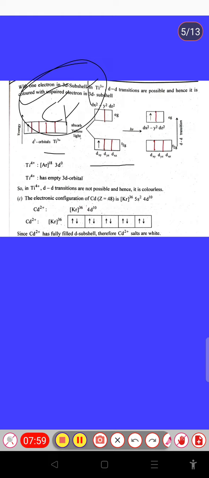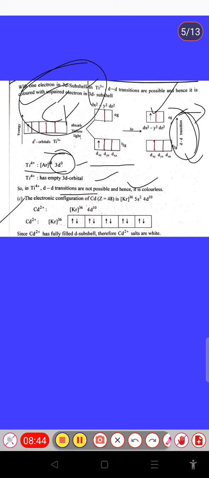The orbitals divide into two sets: the upper, higher one is the eg orbitals, and the lower, ground state one is the t2g orbitals. By gaining more and more energy, the electron from dxy moves to the high energy state dx2-y2, which becomes unstable, and so the electron moves back to the ground state to gain stability. The energy which is absorbed is then released; when it falls in the visible region, it shows color, which is also a d-d transition. And titanium 4+ has 3d0, no unpaired electron, no d-d transition, no color formation.